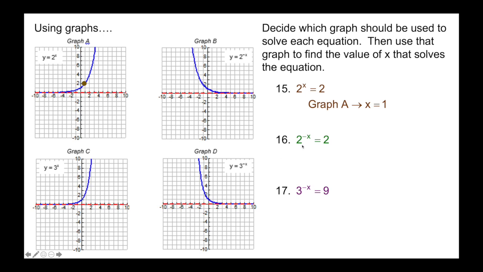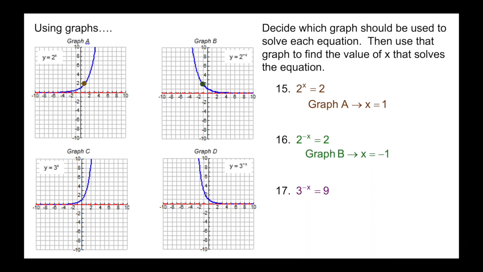For 16, this is 2 to the negative x. That's going to match up with graph B. This time I go to 2. That takes me over here to this point. When I look at what that lines up with on the x-axis, it's going to line up with negative 1.